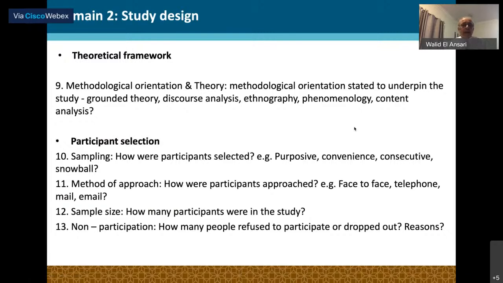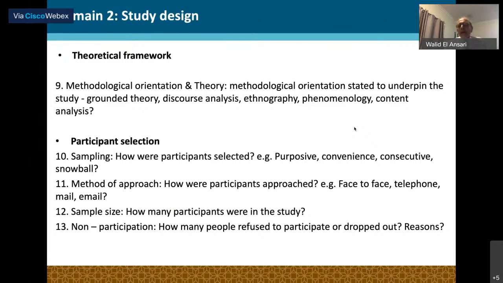Again, Professor Derek just touched upon participants. When I read a qualitative paper, I would like to be informed by the investigators about what sampling they used, how participants were selected, and what their method of approach was. Was it face-to-face, telephone, email, or just by mail? What was the sample size? Not that many or less, but what was the actual number of participants in the study? And issues of non-participation: how many people refused to participate or dropped out, and what were the reasons?